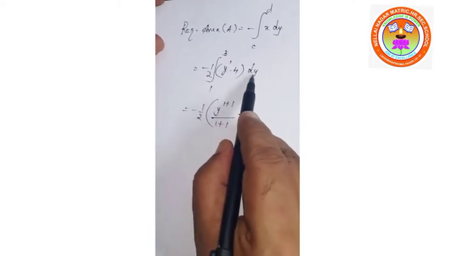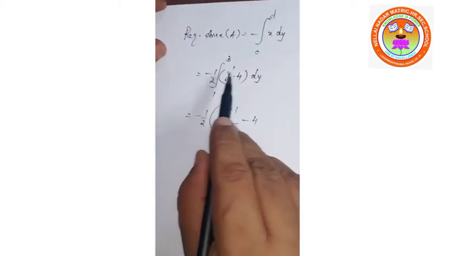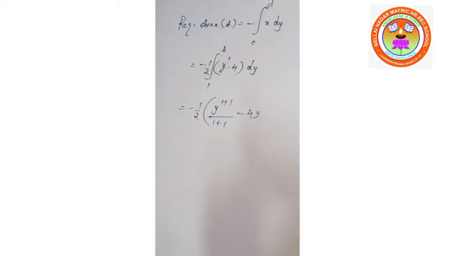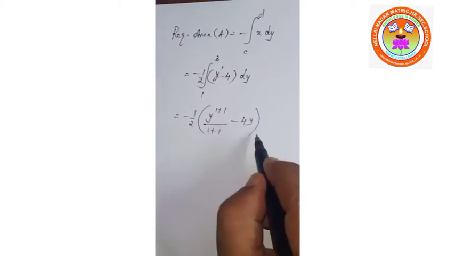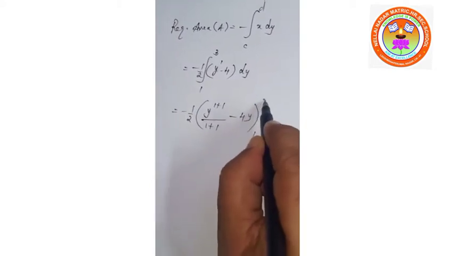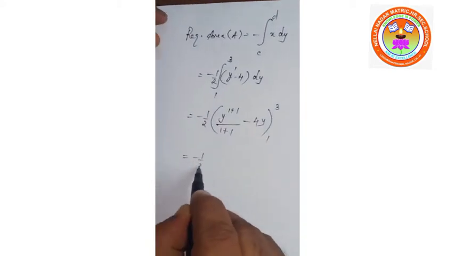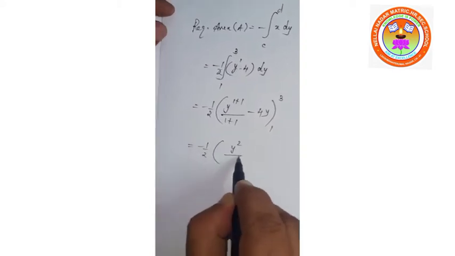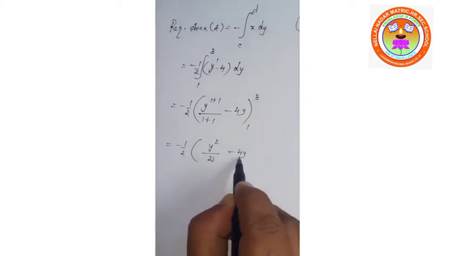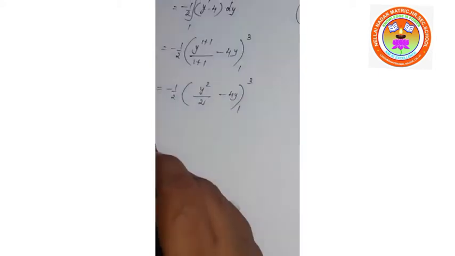You know that integral dx is x, so integral dy is y. Integration is over. You have to apply the limits. Minus half into y power 2 by 2 minus 4y, limit 1 to 3.